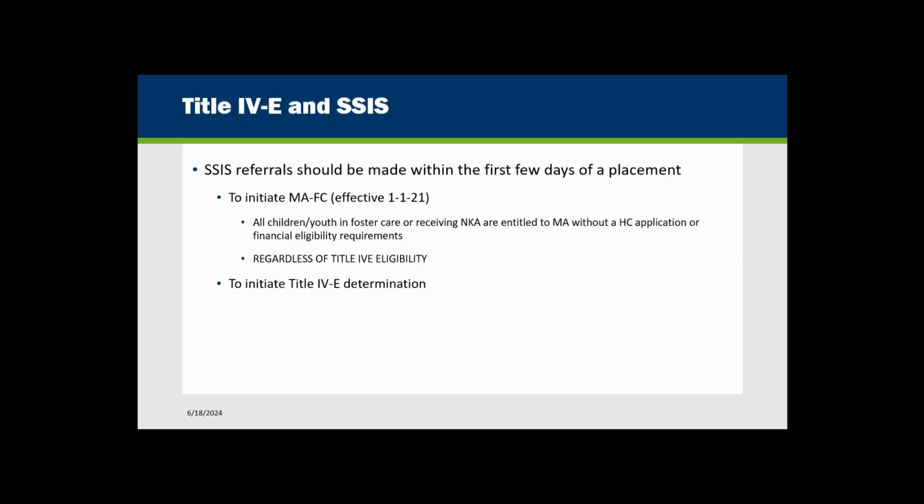The second reason that it's important to do that communication as quickly as possible after the placement is to start the Title IV determination process. As we all probably already know, some of those Title IV eligibility determinations can take some time to gather all the information that's needed. So the sooner we can start that process, the better.